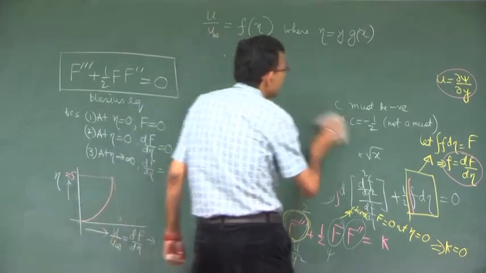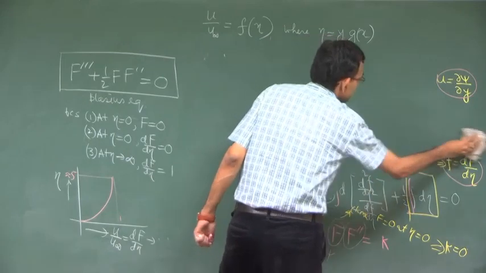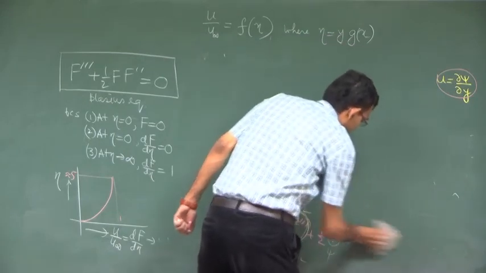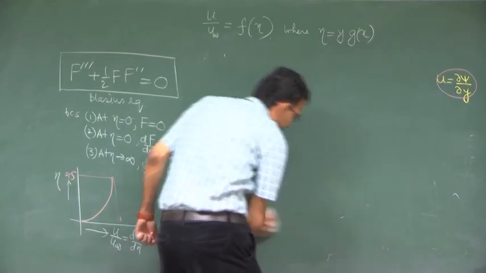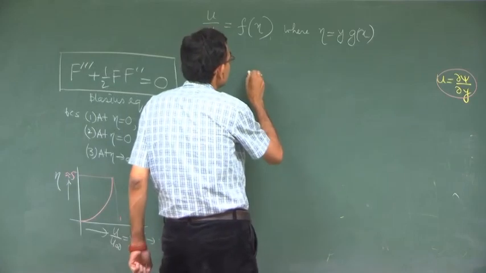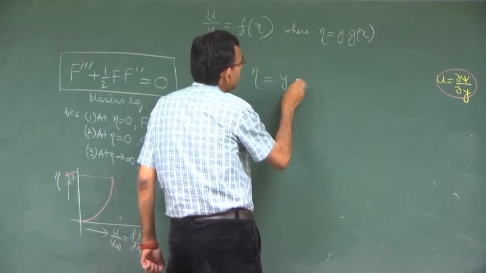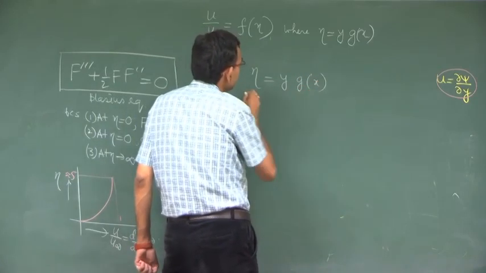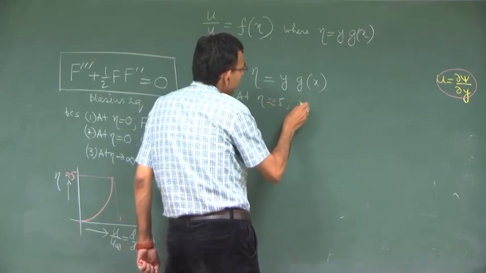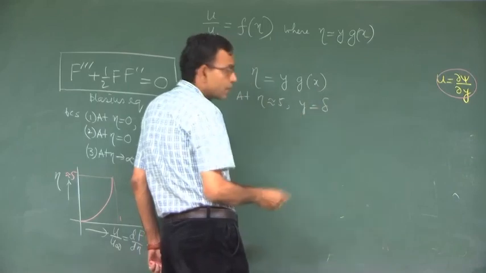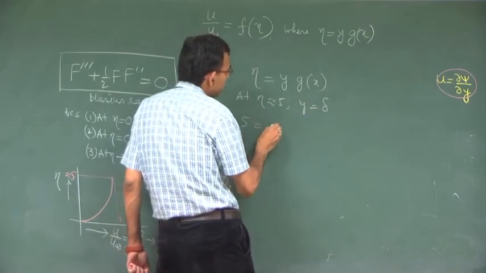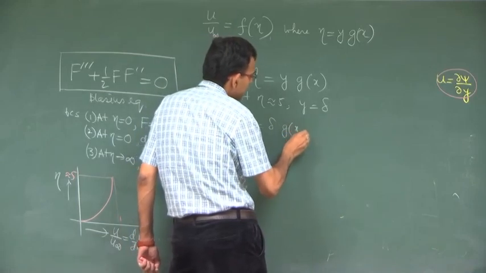So, then, let us write the solution here. So, eta is equal to y g x. So, at eta is equal to 5 roughly, y is equal to delta, that is the main result of this. So, 5 is equal to delta g x.